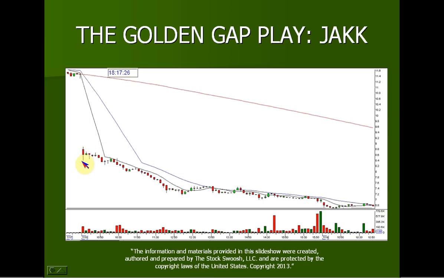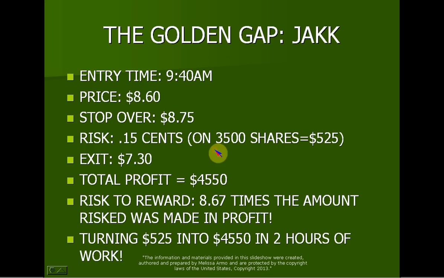This is a bar here at 9:30. This is a 5-minute bar. Stock opens, sets up, and you're in the trade here as soon as it's set up, and here's the play. The entry time was 9:40. Price was 8.60. Stop is over 8.75. It was a 15-cent risk, which is a really nice stop. So, for example, in 3,500 shares, you could risk $525.